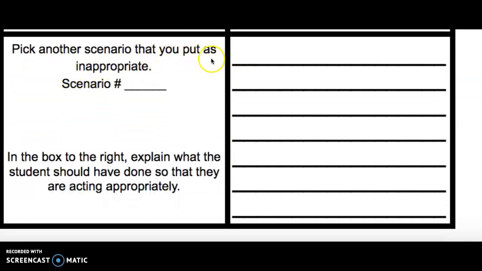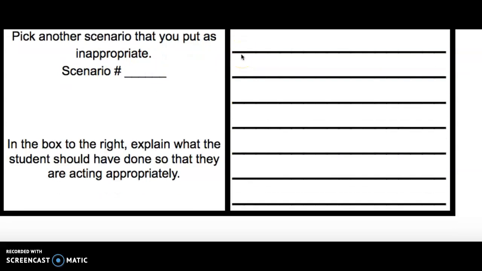Pick another scenario that you put as inappropriate. Put the number here. And in the box to the right, explain what the student should have done so that they are acting appropriately.